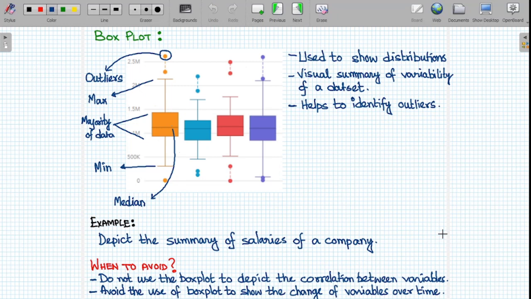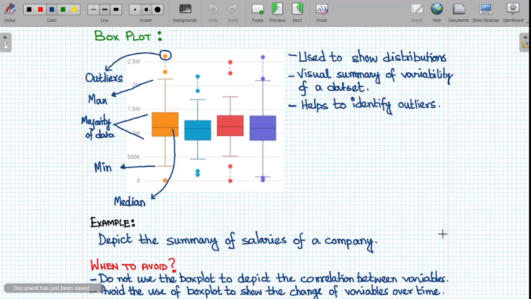We will not use box plot to depict the correlation between variables. For such cases, we will be using scatter plot, not the box plot. We will avoid the use of box plot to show the change of variables over time, because line graph is there for the purpose.